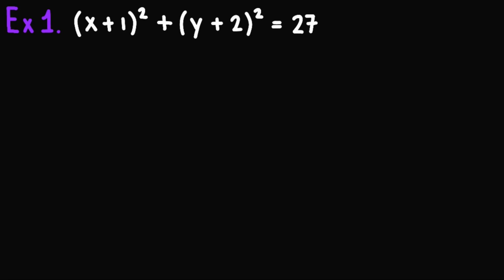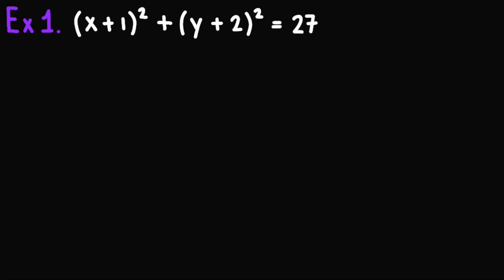So we have x plus 1 squared plus y plus 2 squared equals 27. Before we convert this to the standard form, feel free to pause the video so that you may try this one first on your own. Okay, good. So let's start.